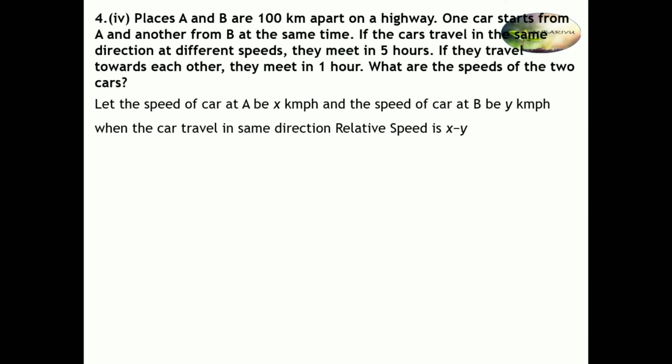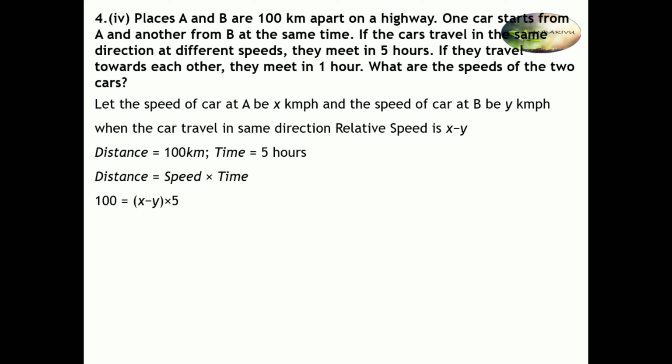Now according to the question, if they travel in the same direction, the relative speed is x minus y. Our distance is 100. First case time is 5 hours. Distance is equal to speed into time. So 100 is equal to speed, x minus y, into 5. Then if I simplify, x minus y is equal to 20.